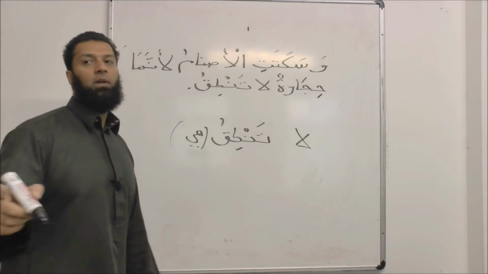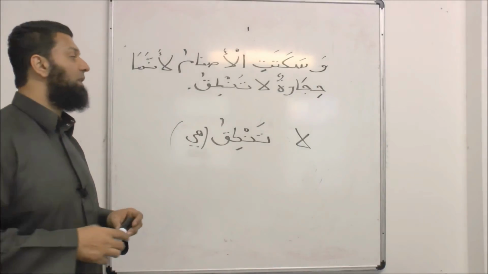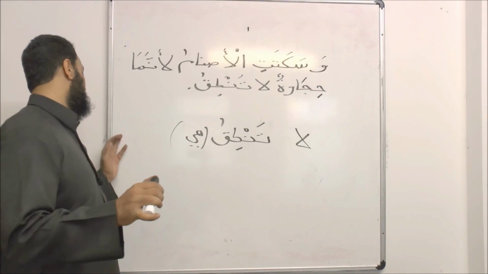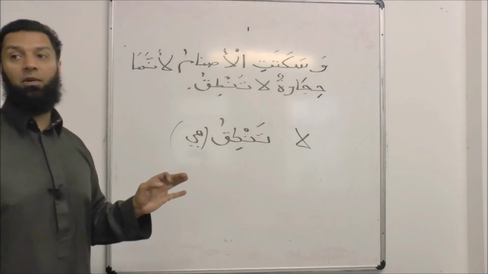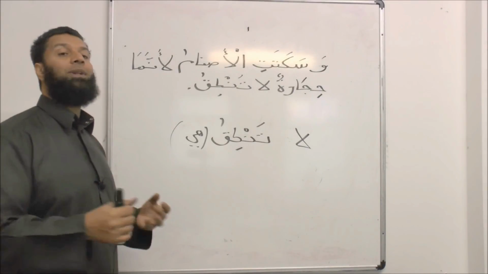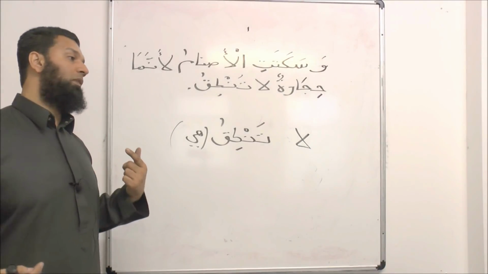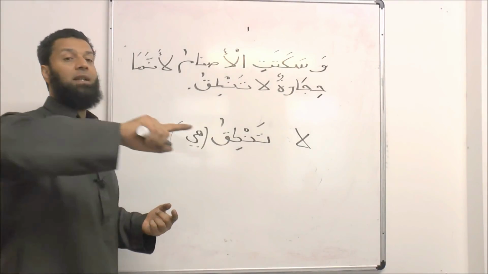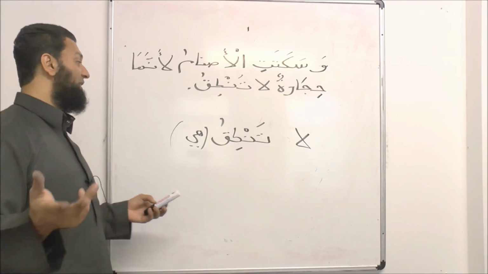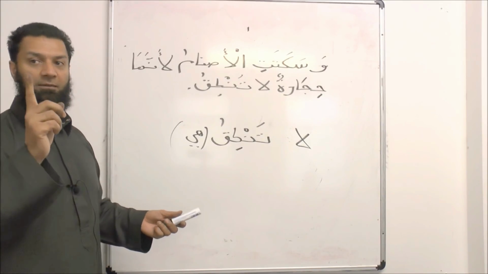Now, the other issue is that this verb, nataqa, there are two types of verbs in Arabic, generally. We'll have a separate lesson on this. One is called muta'addi, and the other is called lazim. In English, we refer to that as transitive and intransitive, which doesn't really help in most instances.